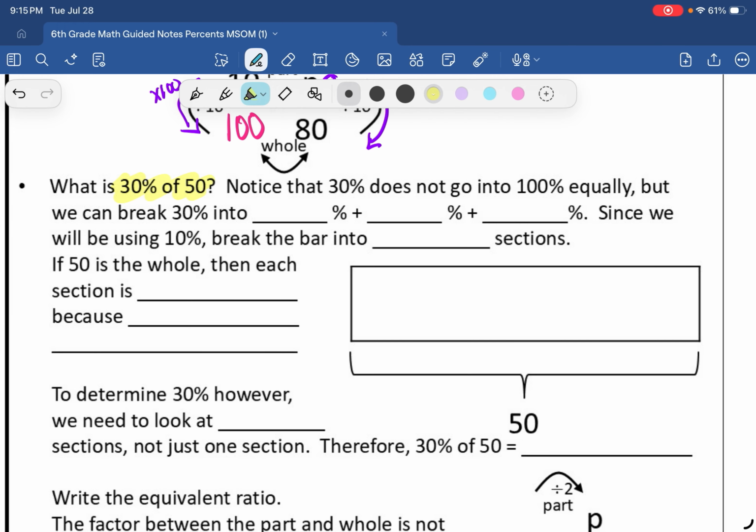What is 30% of 50? Notice that 30% does not go into 100% equally. I can't go 100 divided by 30 and get a whole number. But we can break 30% into 10% plus 10% plus 10%. So if I want to model 30%, I'm going to do that in groups of 10. So let's break this bar model up into sections of 10, and each of those will be 10%.